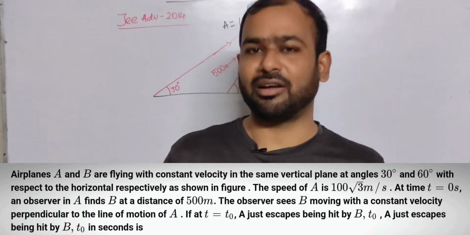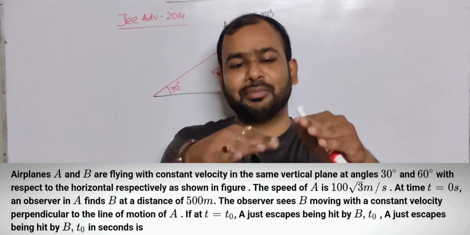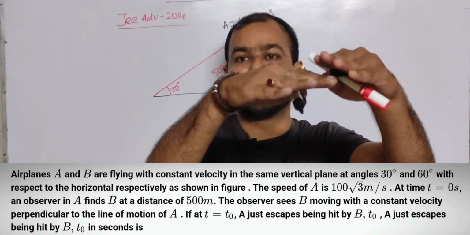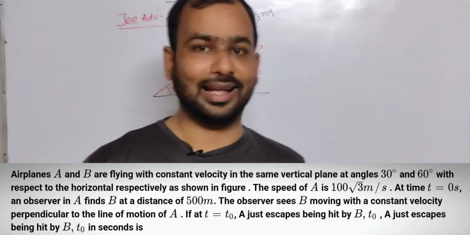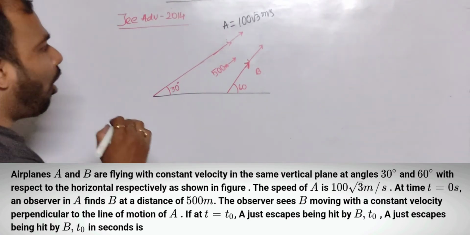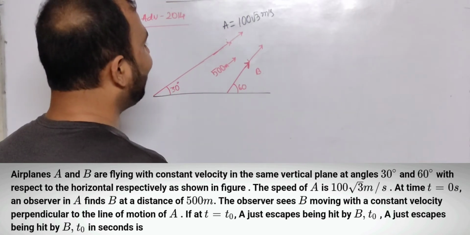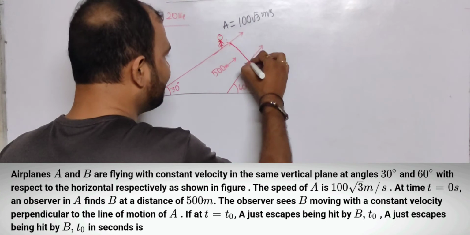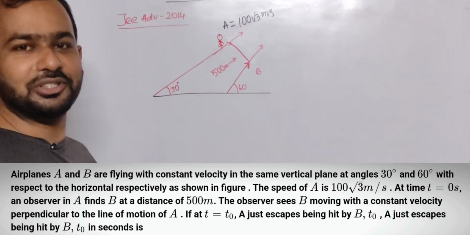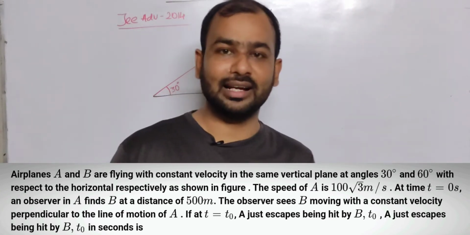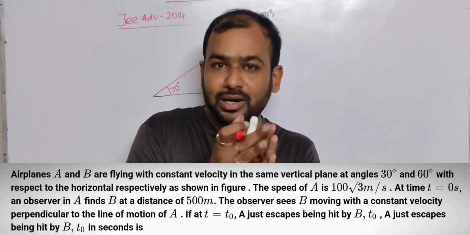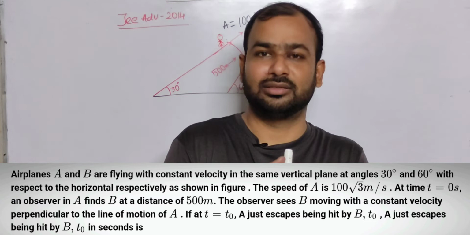But the collision gets avoided. That means we have to find the time when they can collide with each other. An observer in plane A realizes that the distance between them is 500 meters. And he also realizes that plane B is moving perpendicularly towards them with constant speed.